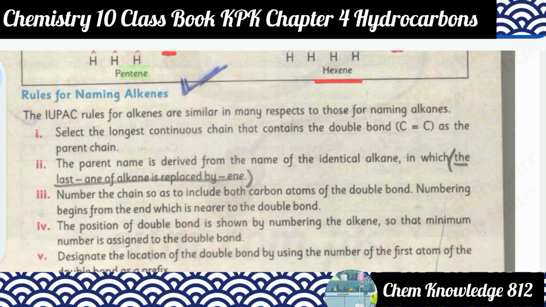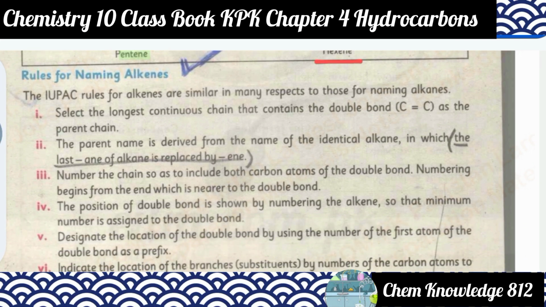So next one is rules for naming alkenes. The IUPAC rules for alkenes are similar in many respects to those for alkanes. So first one is: select the longest continuous chain that contains the double bond as the parent chain.